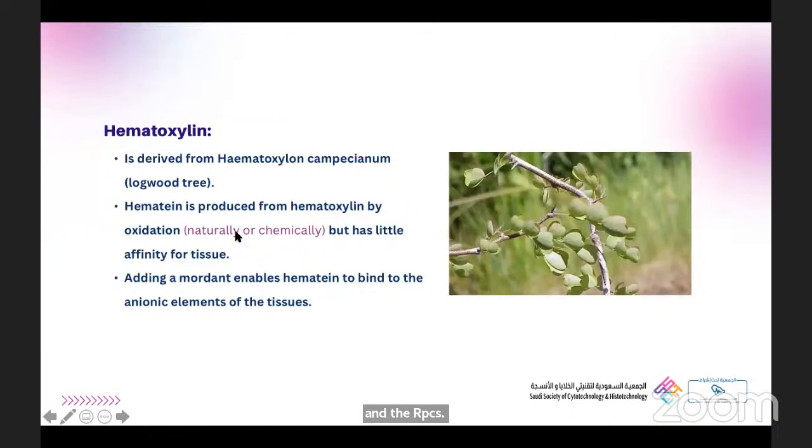Hematoxylin is derived from the Haematoxylon campechianum logwood tree. The hematin has little affinity for tissue. Therefore, adding a mordant, which I will speak about later, enables the hematin to attach to the acidic part of the tissue, such as the chromatin.